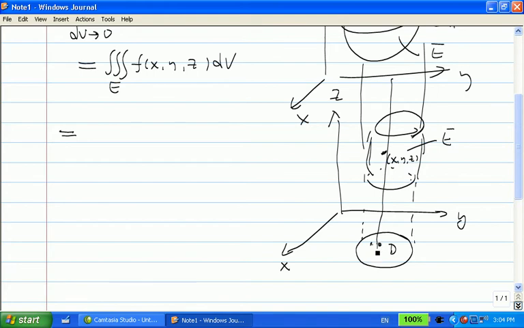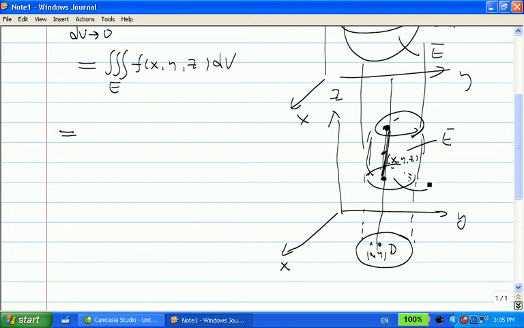For a given xy, there are two surfaces here: one is the bottom one, and one is the top one. Your z will be bigger than the point where you hit the bottom surface and less than the point where you hit the top surface. All the z in between are points inside region E. So how do you find this lower and upper bound for z?